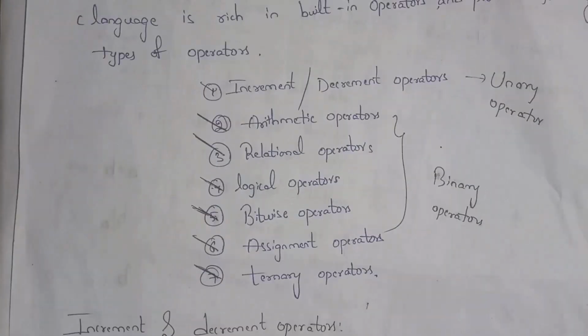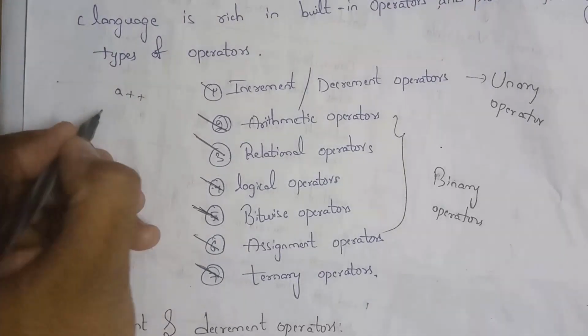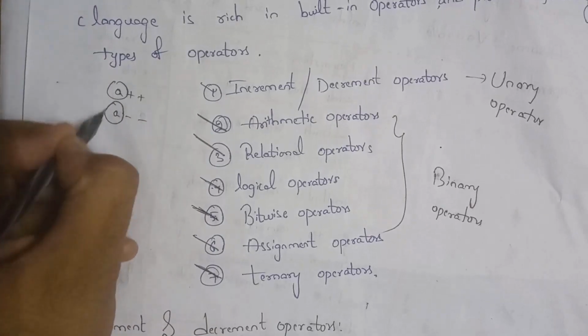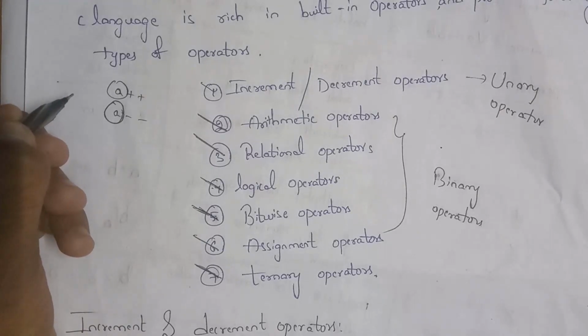For increment and decrement operator, we use only one operand. For example, a plus plus or a minus minus. Here we use only one operand. So we call this increment and decrement operator as unary operator.